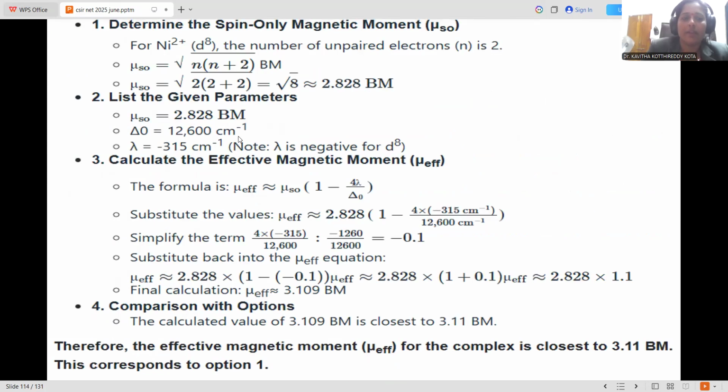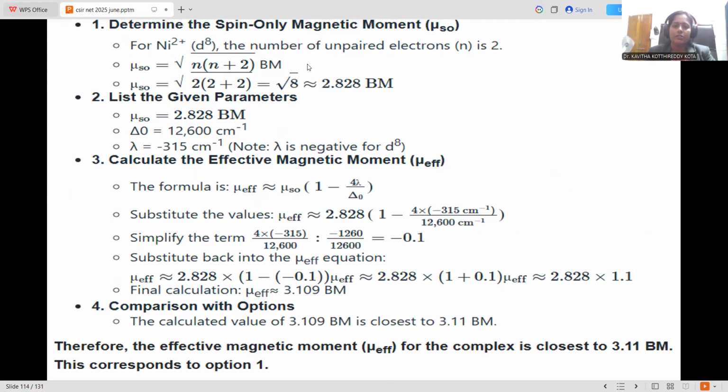So let me go with the problem solving strategy now. As we already know, the nickel 2+ octahedral complex exists, nickel exists in a d8 system, and the number of unpaired electrons is 2 only, right? In the d8 system, 2 unpaired electrons are located over there. The spin-only magnetic moment is always attributed by the unpaired electrons only.